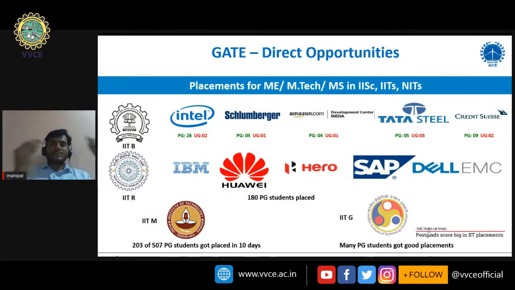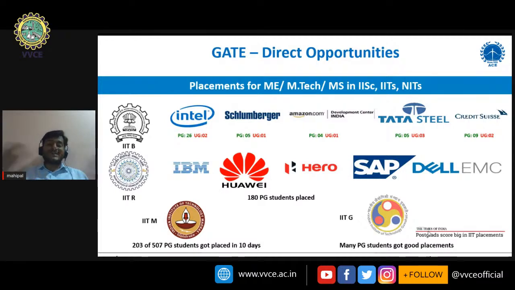Not for everyone, but those students who are really intelligent and capable of getting much better jobs should consider doing masters in these institutions. Why? Because if you consider last year's placement at IIT Bombay, all these companies, Intel, Schlumberger, Amazon Development Center, Tata Steel, Credit Suisse, you must have heard about them. Maybe some of you may not have heard about some of the companies, but these are all top MNCs in the world.